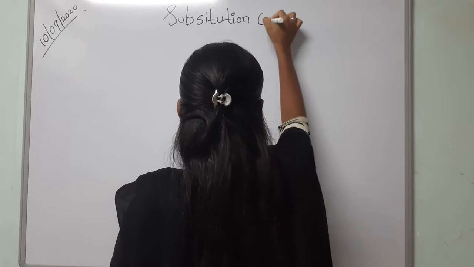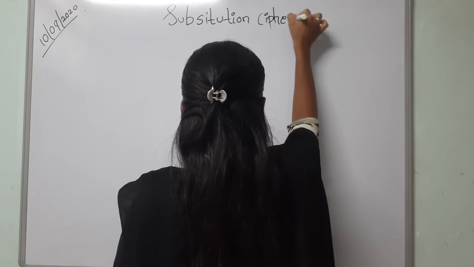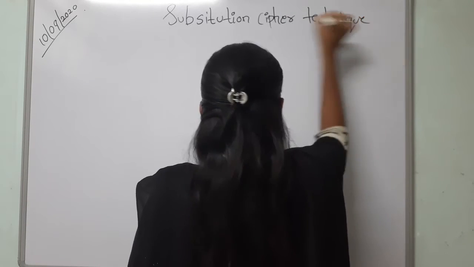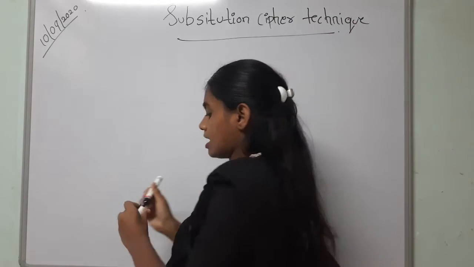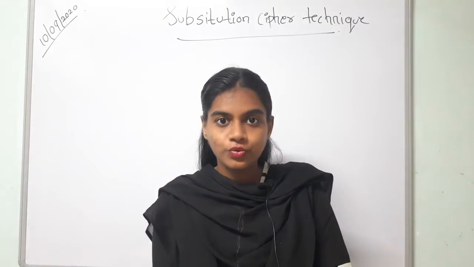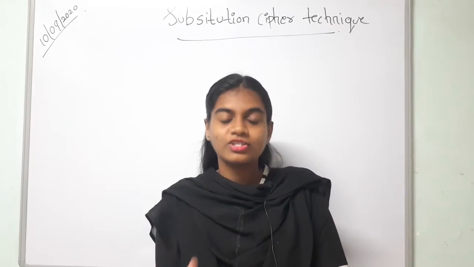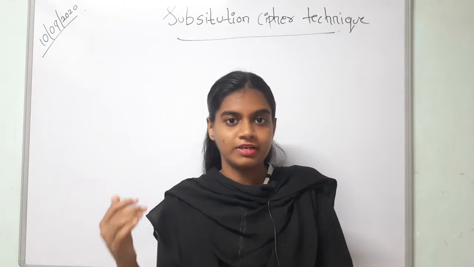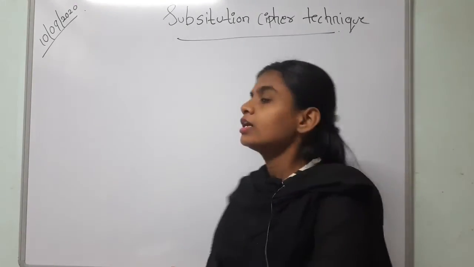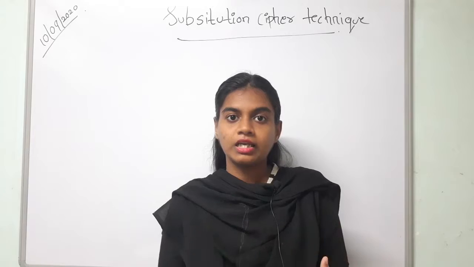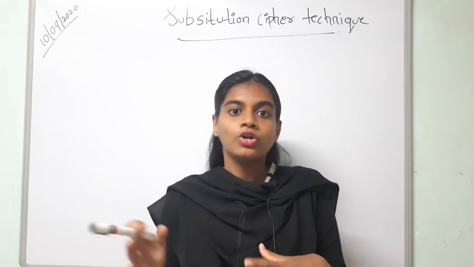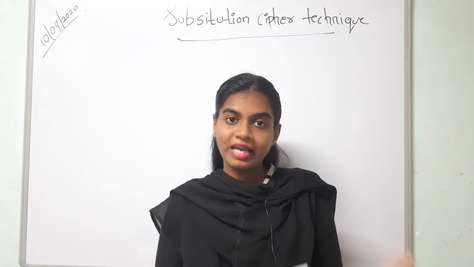Now, the substitution cipher technique. In the substitution cipher technique, they convert the plain text into ciphertext. It means the letters or bits of the plain text get replaced or substituted with other letters, alphabets or symbols to form a ciphertext. That is what substitution means. Okay, that is the substitution cipher technique. In it, we will learn the types of techniques they use to convert the plain text into ciphertext.